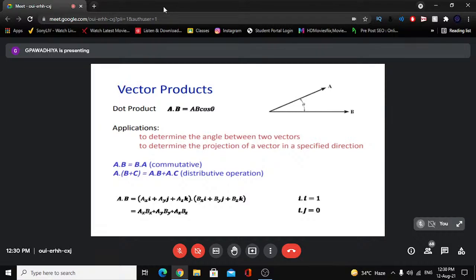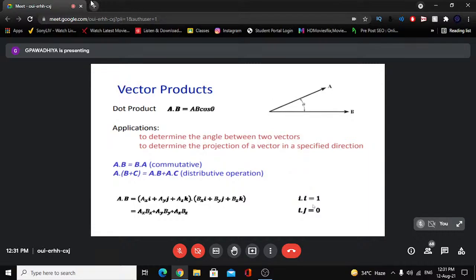And usually we express i, j, k as unit vectors along the x, y, and z axes respectively. So these vectors can be represented in the form of their x, y, and z components. So it will be (ax i plus ay j plus az k) dot (bx i plus by j plus bz k). And we know the property that i dot i is 1, because if the angle theta is 0, cos theta is 1.